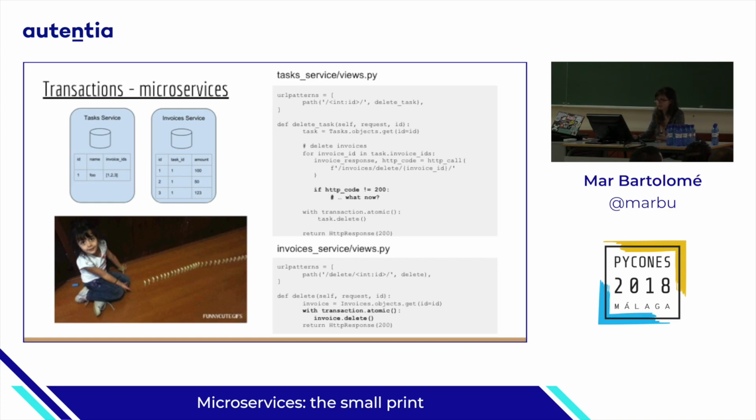Imagine I start deleting invoices. The first one goes fine. The second one goes fine. The third one fails. What do I do now? Should I fail and prevent the task from being deleted? Even if I do, I already deleted 2 of the invoices forever. Those changes are committed. Should I just continue deleting the task? Okay, but one of the calls failed. So I have 1 invoice that didn't get deleted and is orphaned.